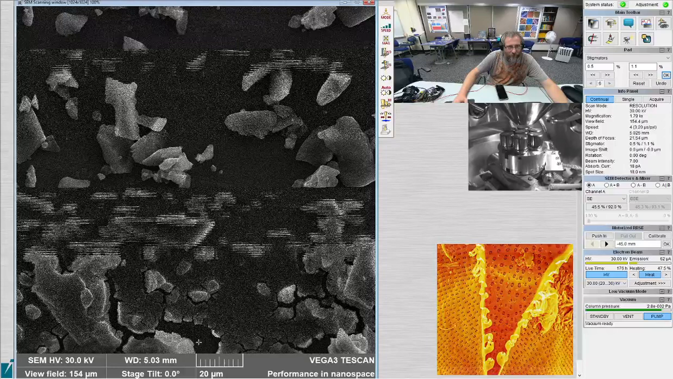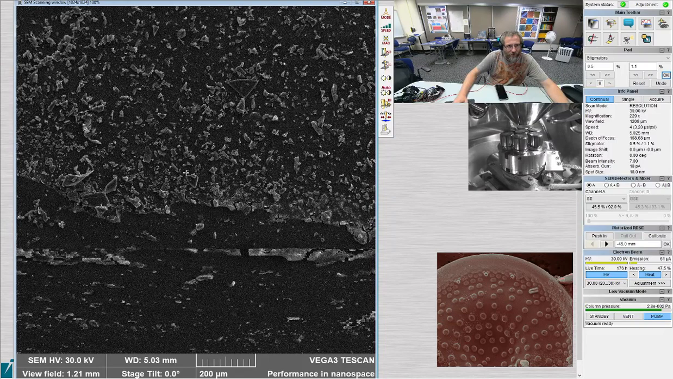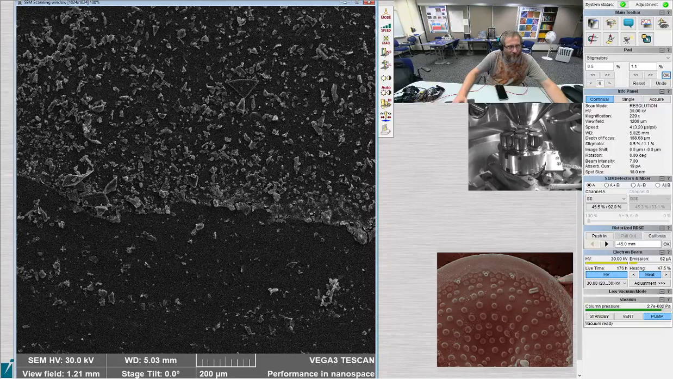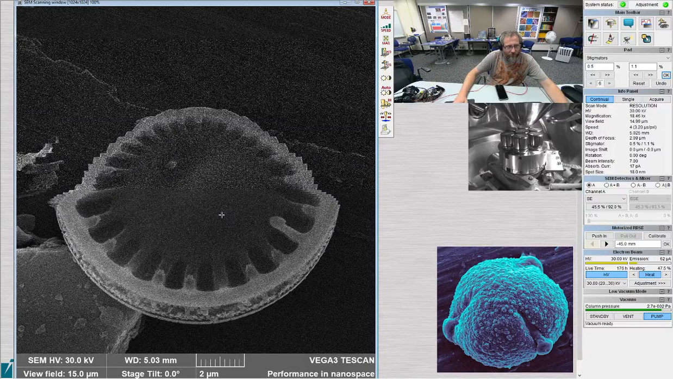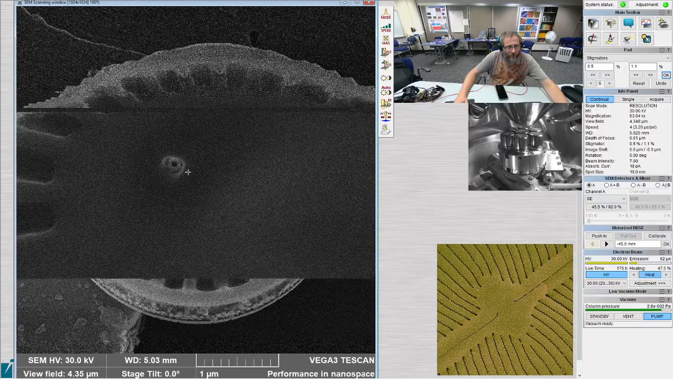I'm getting close to the edge. Oh, there's like two edges. There's like a drying rim. That's interesting. That is a central photoportula. That's new. I haven't seen this one yet.